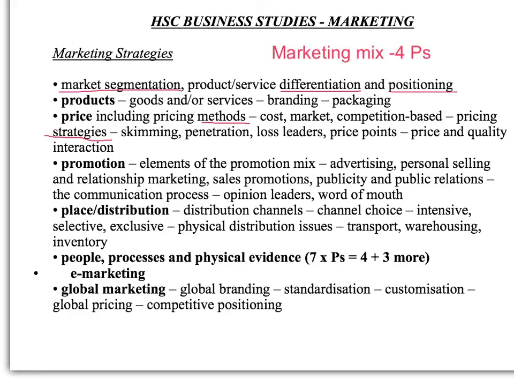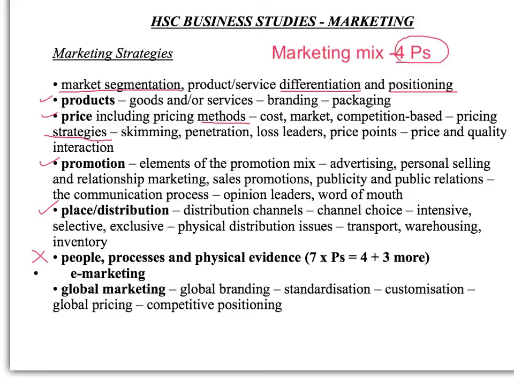So when we come to the marketing mix, it's the 4 Ps. By that we mean products, price, promotion, and place or distribution. And in latter years now they've added 3 more Ps, and that's these here. People, processes, and physical evidence. I'll talk more about those when we get down there. Okay, so the marketing mix, the 4 Ps.